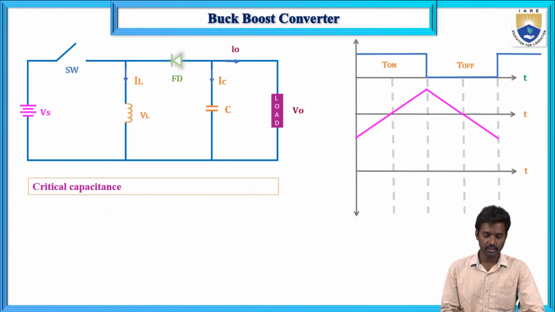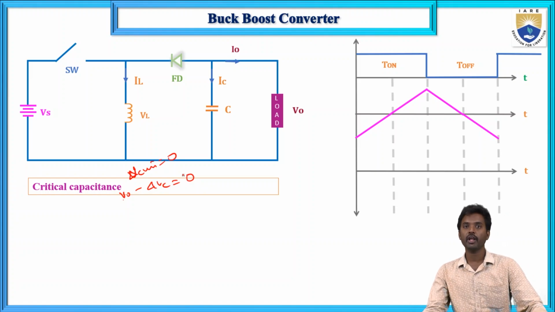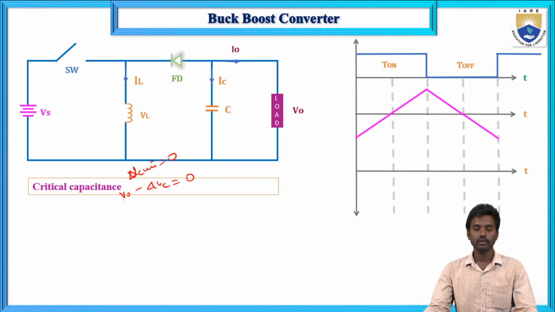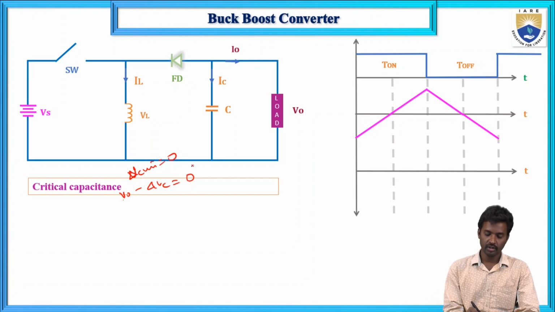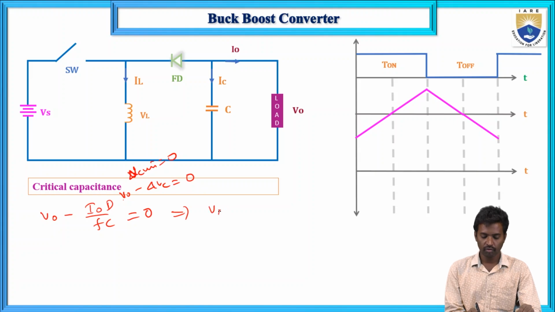So now here critical capacitance equals to, what is the formula? Del Vc minimum is equals to 0, and V naught minus del Vc is equals to 0. The minimum value of output voltage just becomes continuous. So now V naught minus del Vc means I naught into D by Fc is equals to 0. So now here I naught equals to, what is the value? V naught equals to minus V naught by R into D by Fc.